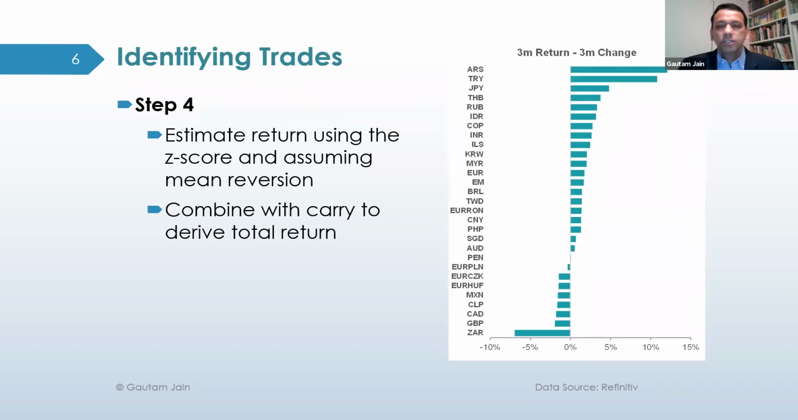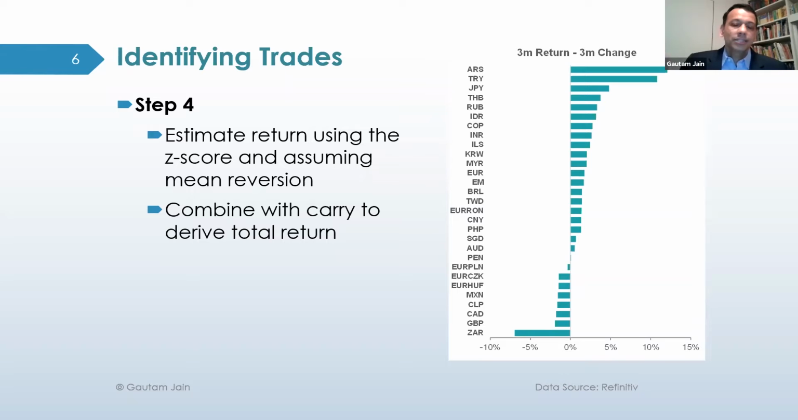However, just being rich or cheap may not be enough. So I compute expected returns using these z-scores and assuming the currency or rate mean reverts. I also assume that the mean reversion happens over a 3-month horizon. That way I include the carry as well in the return to calculate the total return. So it's a 3-month carry that gives me the total return.